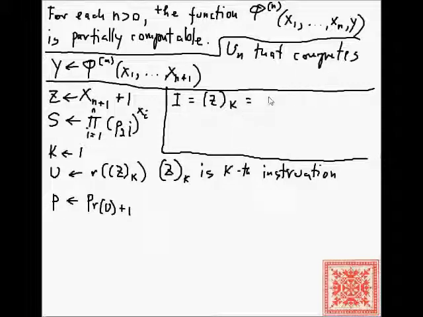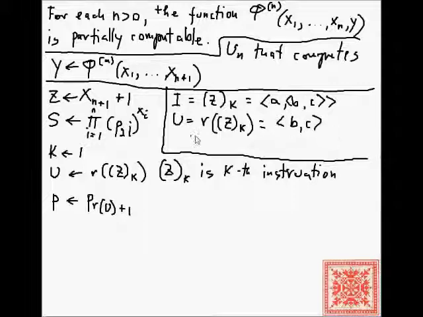I is z sub k, and it's a pair, so encoded with our pairing function. It's a pair whose first element is a number and whose second element is also a pair. Well, it's also a natural number. So u is equal to r of z sub k, which equals the pair b c, and then l of u equals b, right? So that's the instruction type.